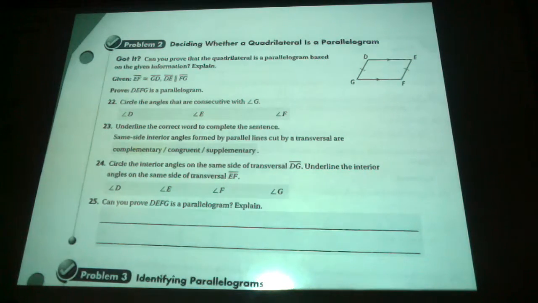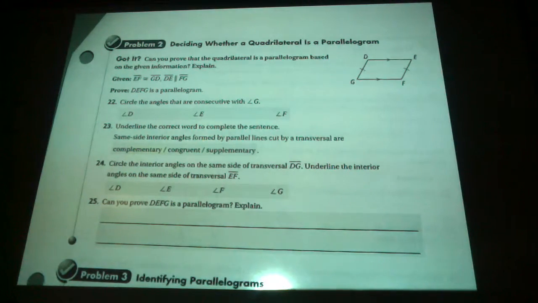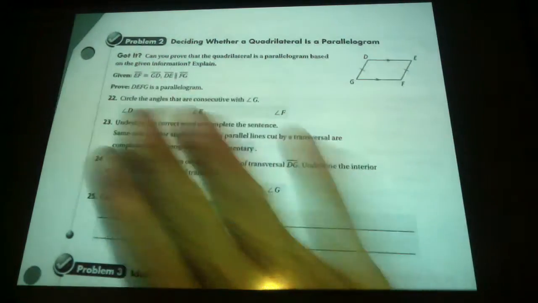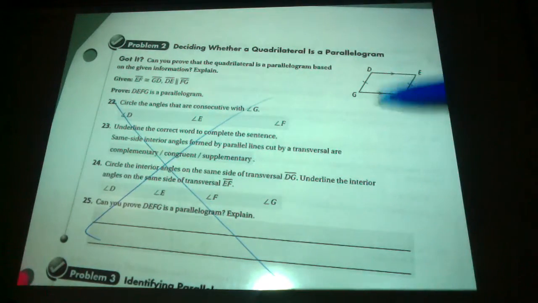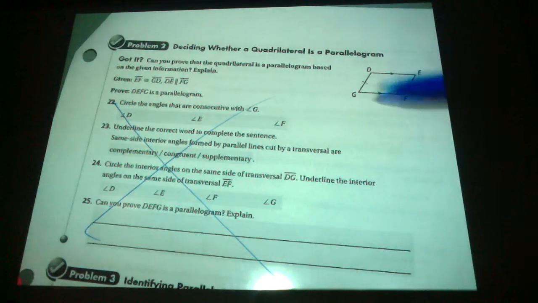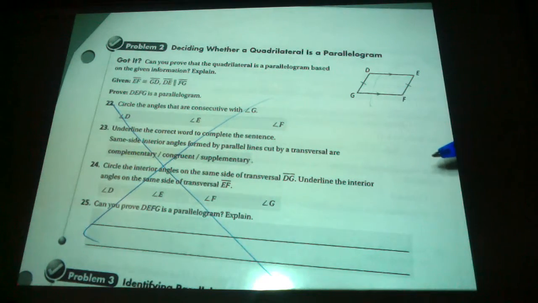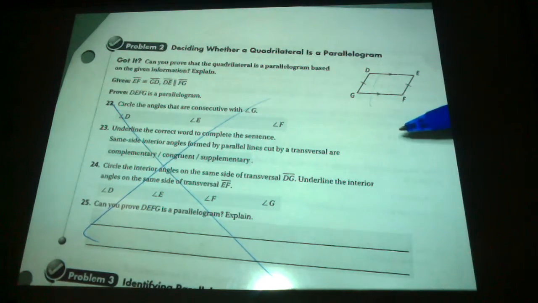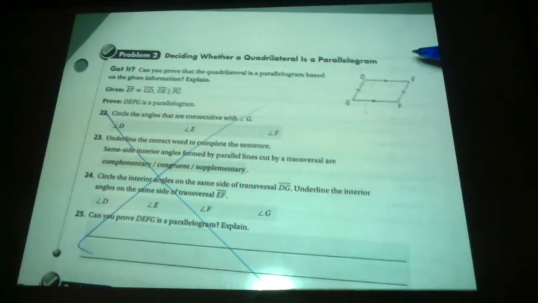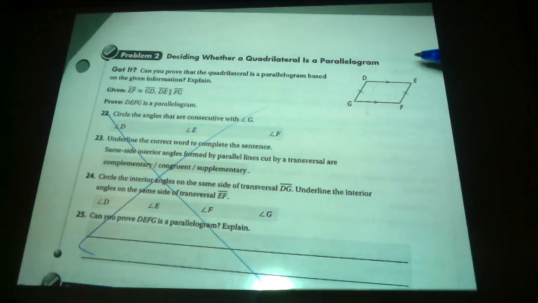And then problem 2: can you prove that the quadrilateral is a parallelogram based on the given information? So let's just look at the picture, ignore all this. They've given you what here? One set of parallel sides and one set of congruent sides. Is there any theorem that says that if you have one pair of sides that are parallel and one pair of sides that are congruent, that you have a parallelogram? One set, or is it the same set that has to be congruent and parallel?